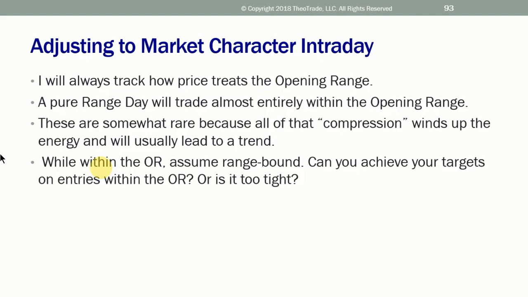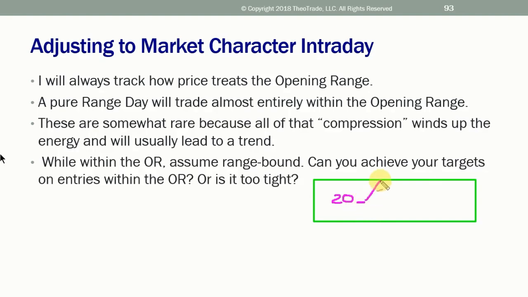Is it big enough to achieve your targets within the opening range, or is it too tight? So in other words, if you have an opening range that's like this big, and maybe that opening range is only 20 handles wide on the YM. And what if you're entering here and you're looking for maybe 10 points of risk and then 50 points on your second target? Is that realistic? Well, only if this breaks out. Otherwise, it's just going to stay within there and just beat you up. So while it's in the range, assume that it's range bound.